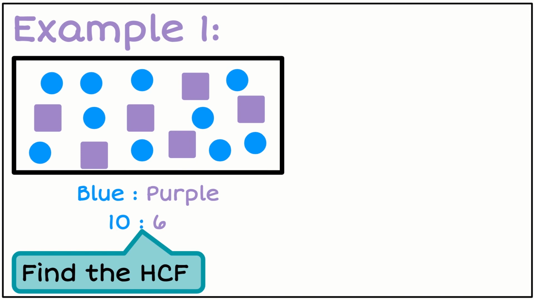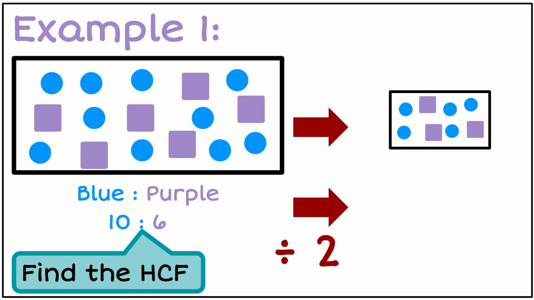So factors, remember, means to break numbers down. So for example, factors of 10: 1 times 10, 2 times 5. Factors of 6: 1 times 6, 2 times 3. So the highest common factor is going to be 2.